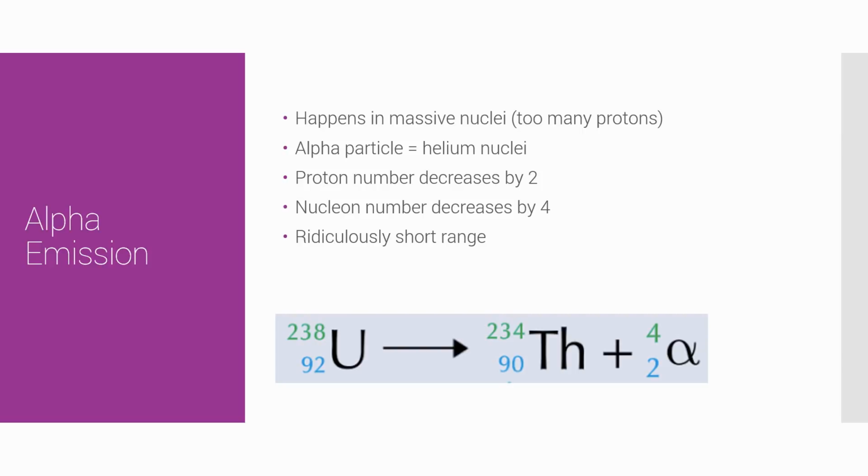Next thing is beta minus emission. At GCSE, you will have gone through beta emission, but there is beta minus and there is beta plus. But right now we're going to talk about beta minus.